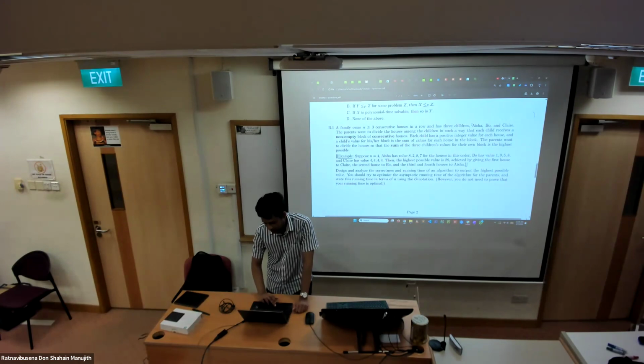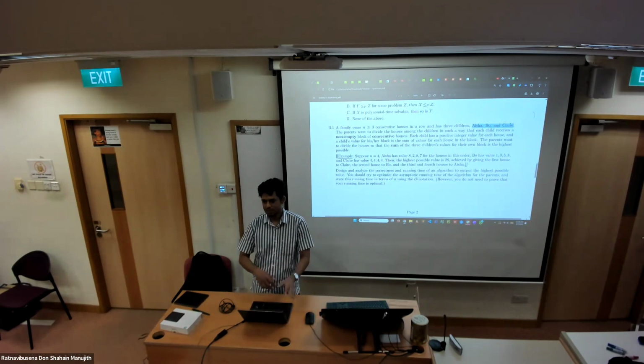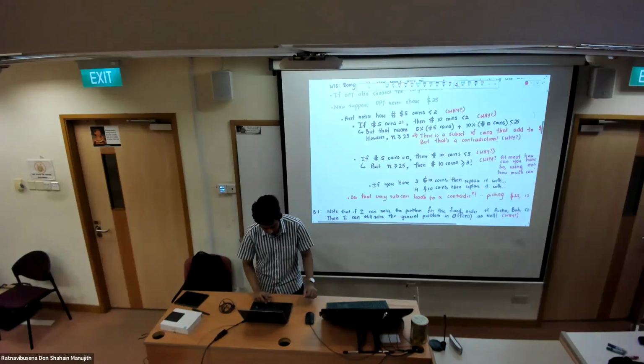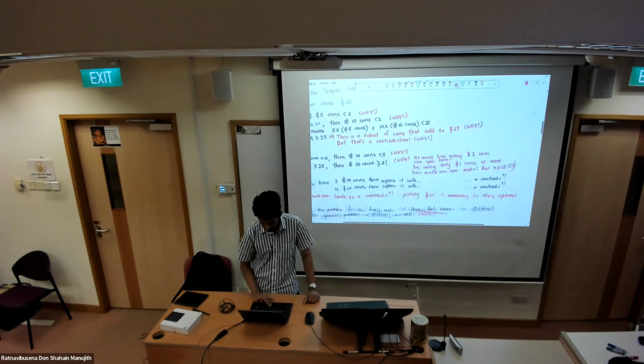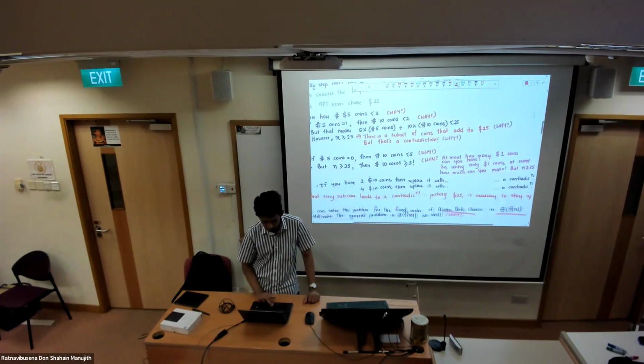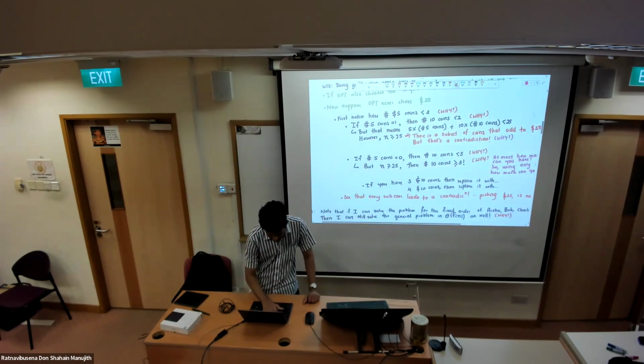Now the thing is that this order A, B, C can be switched. Either A comes first, B second, C third, or C comes first, B second, A third. We just need to allocate a contiguous block of houses, so A, B, and C can be mixed. My question is this: if I can solve the problem for the fixed order of Aisha, Bob, and Charlie, that means A, B, C, in theta f(n) time, then I can still solve the general problem in theta f(n) as well.